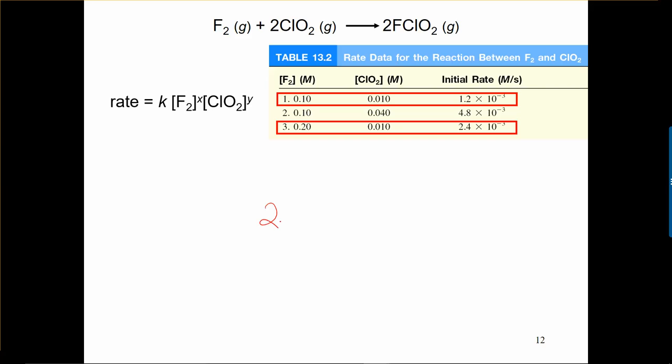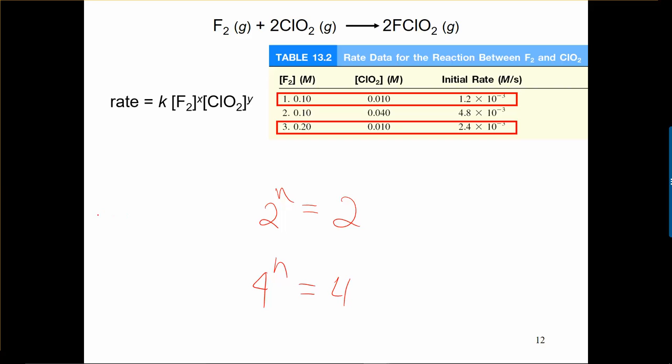So, 2 to the n equals 2. What is n? One. So it's first order. This is a first order reactant. So F2 is first order. Okay? What is ClO2? It's first order. You quadrupled it. What happened to the rate? Quadrupled. 4 to the n equals 4. It quadrupled as well. This is how we determine the order of a reactant, by looking at the effect.